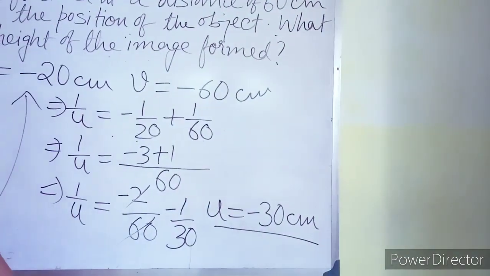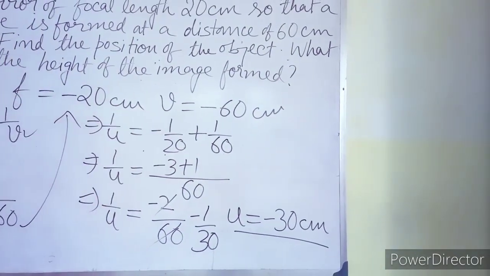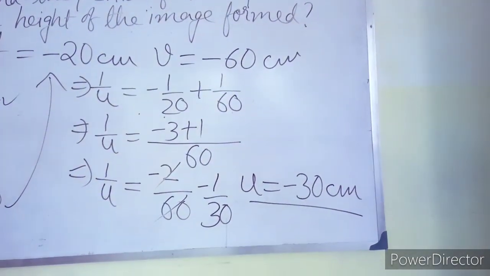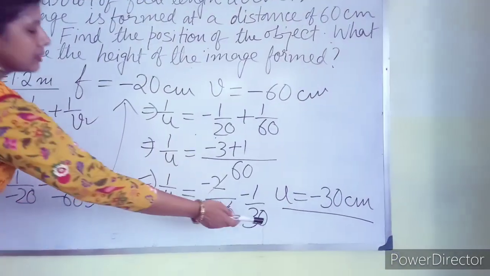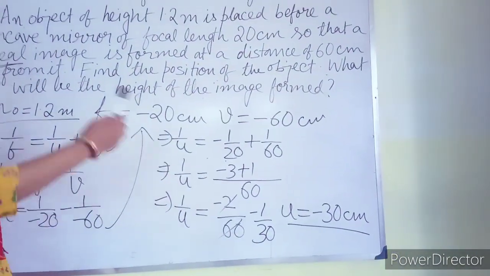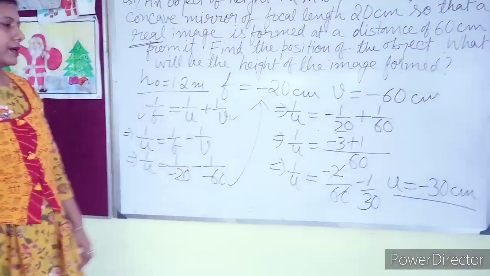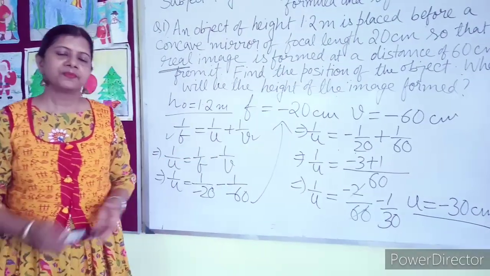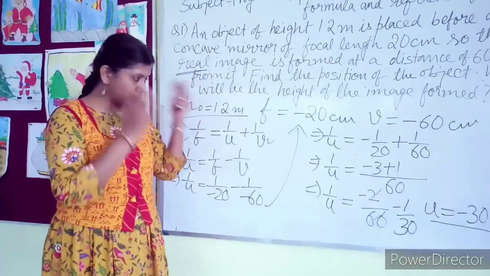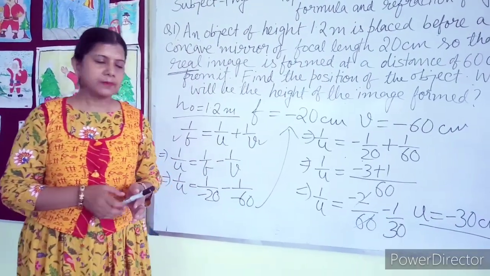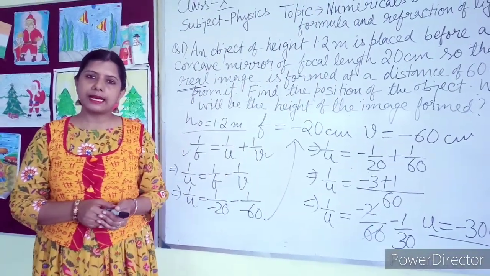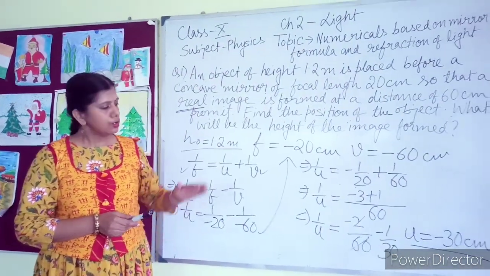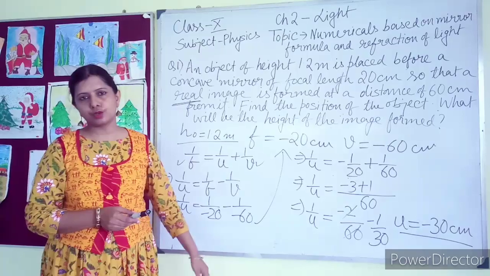This is my answer. Now you have to write down the answer in a sentence. That is, the image will be formed at 30 centimeter in front of the mirror. Minus sign shows that it is forming in front of the mirror. So, sorry, not image, object. U is object. So my object is placed at 30 centimeter in front of the mirror. So one portion I have solved.